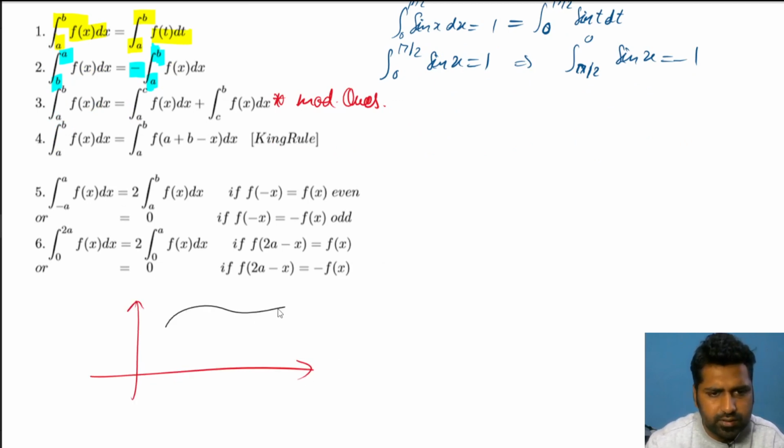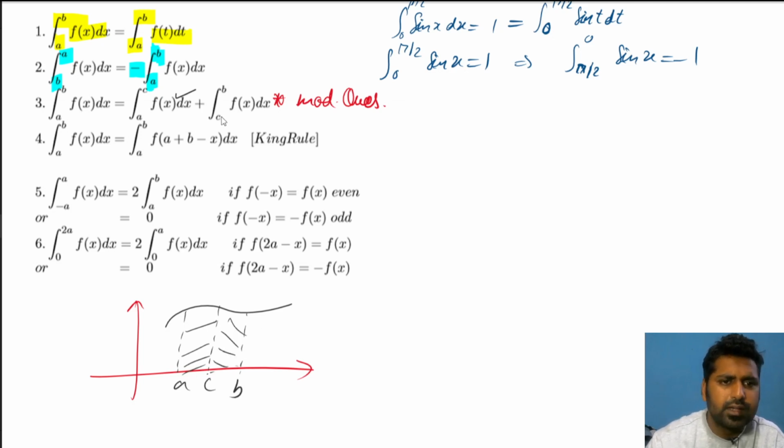What did we understand? Some function we have to integrate from a to b, meaning we have to get the area. That is the meaning. Suppose you take a point c in between. You first find the area from a to c, that means this integration. Then you find integration c to b, that means this area. So basically we are dividing a complete area into 2 parts. That's the meaning of this property. The rest of the application we'll see when the mod questions come.